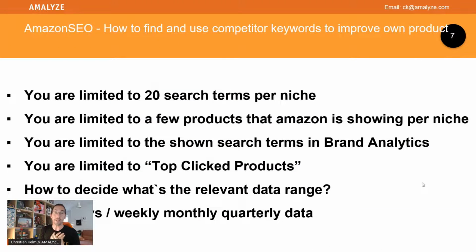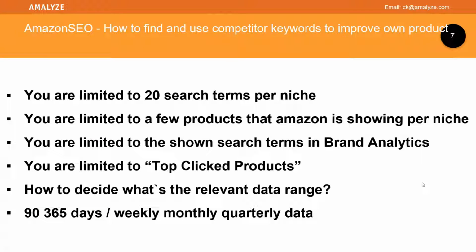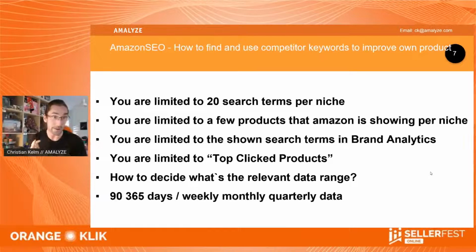Okay, so we have a lot of problems to face, as I said, to sum up: limited to 20 search terms, no duplicates shown, only a few products that Amazon is showing per niche. You are limited to the shown search terms. If you are really into detail, you can switch it from daily to weekly to monthly to quarterly insights, and you will see that a lot of keywords are cut by day, by week, by month, and quarterly. When you are limited to top click products, I really don't like it to only focus on the top 3.